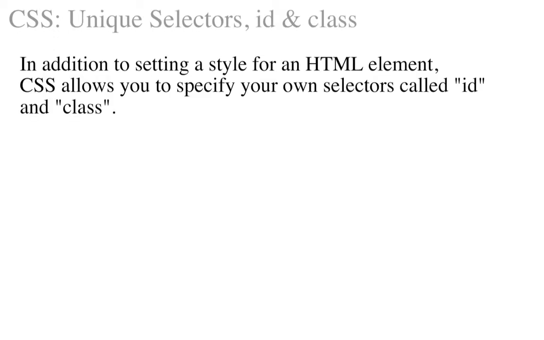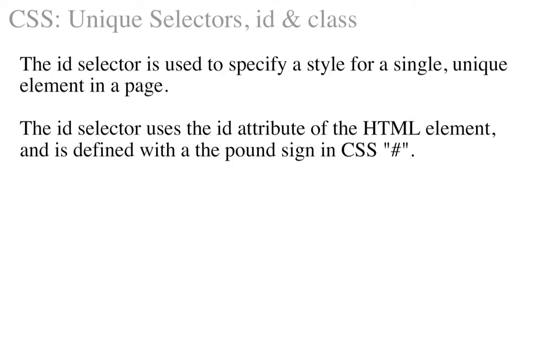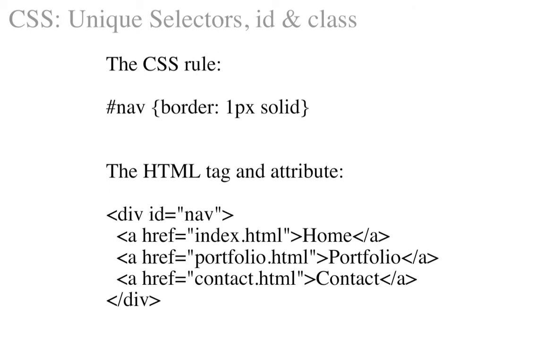In addition to setting a style for an HTML element, CSS allows you to specify your own selectors called ID and class. The ID selector is used to specify a style for a single unique element in a page. The ID selector uses the ID attribute of the HTML element and is defined with the # in CSS. The style rule below will be applied to the element with ID nav, a term commonly used for navigation. It is important to not begin an ID name with a number, as it will not work in Mozilla.